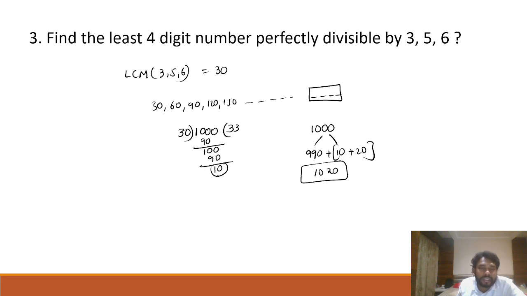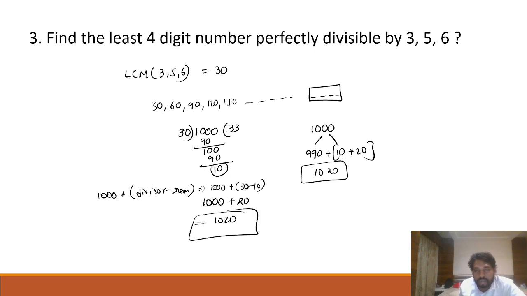So this is just for you to understand. What you need to do is simple, guys. You got a remainder. So when you divide with 30, you got remainder 10. So if you add how much to 10, you will get again 30? That is 20. So you just simply add 1000 plus 20, which is 1020. If anybody wants a formula, it is 1000 plus divisor minus remainder, that is, 1000 plus 30 minus 10. So the answer you'll get is 1020. Okay, let's move on to the next question.